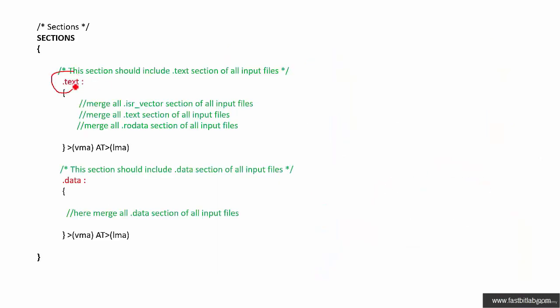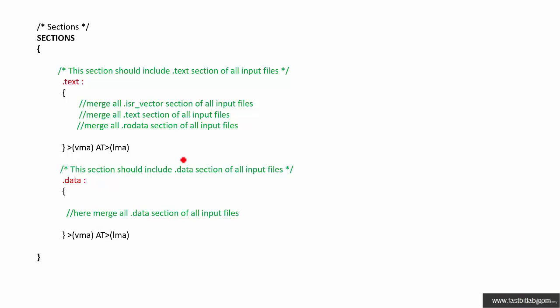Let's use this text section to merge all the ISR vector sections of all input files, merge all .text sections of all input files, and merge all .rodata sections of all input files. After that, just mention the address here where those sections should go. And after that, let's use another output section, .data, to merge all data sections of all input files.